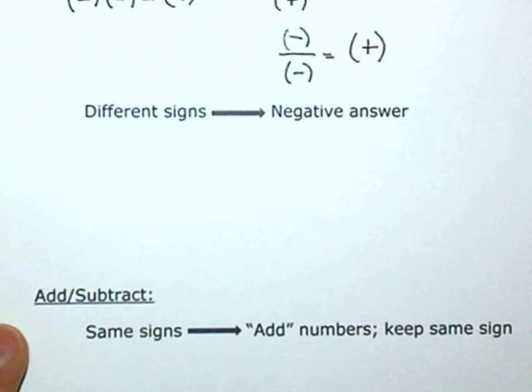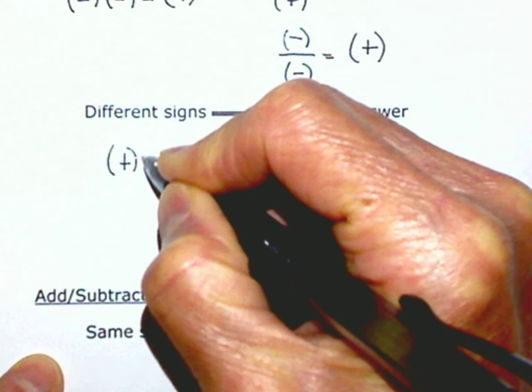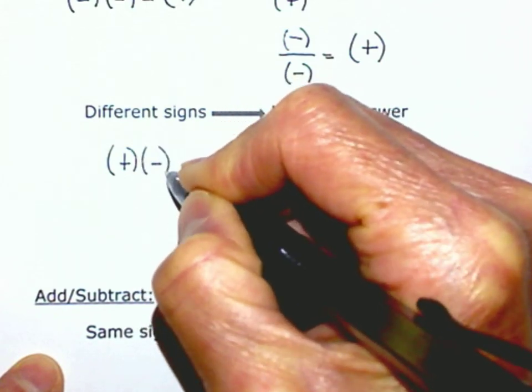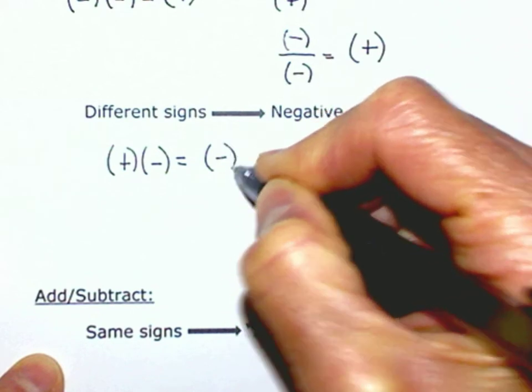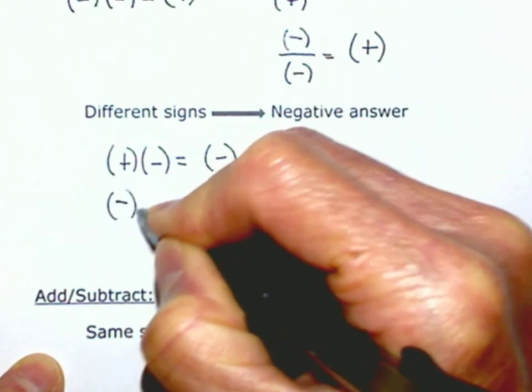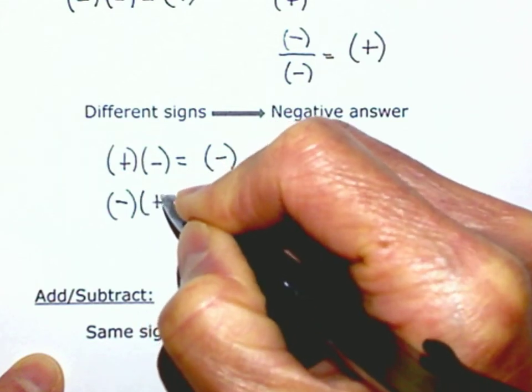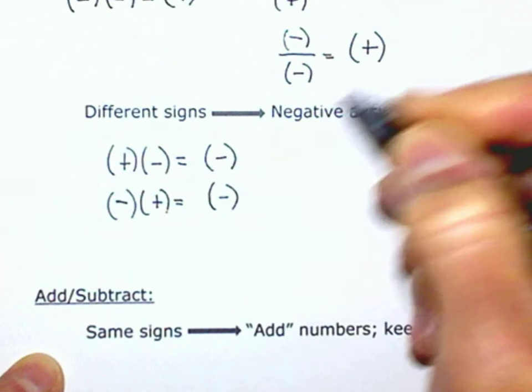If the signs are different, we will get a negative answer. A positive number times a negative number will give a negative answer. Of course, we can switch that around. A negative number times a positive number will give a negative answer.